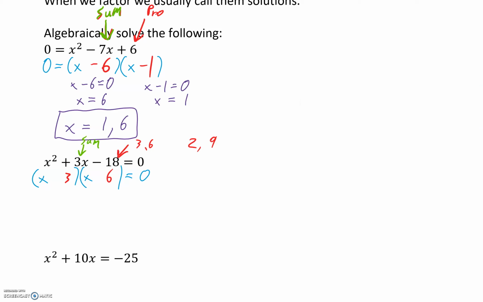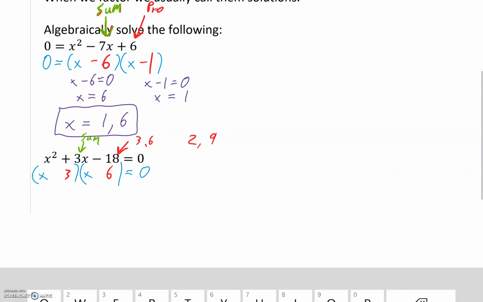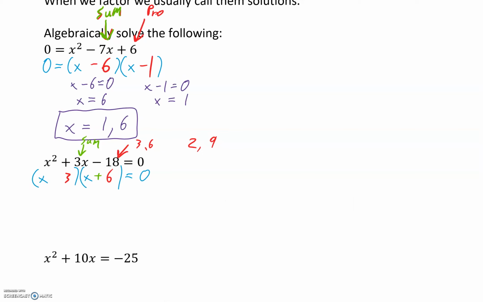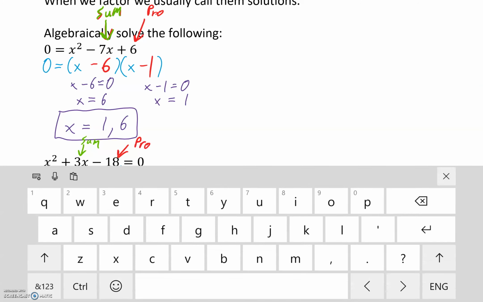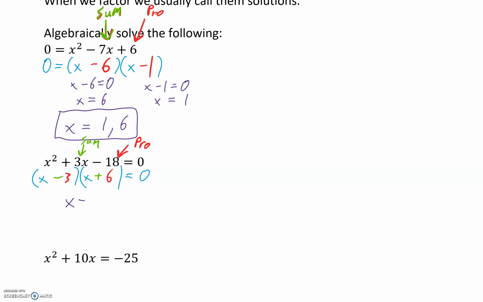Yes, if they're subtracting. So let's make sure that that works out. So we have to have a positive 6, negative 3. And if that multiplies, yes, it works. So product, sum, and then our answer is, usually we just go straight to here, which is negative 6, comma 3. Flip the sign for both of those.